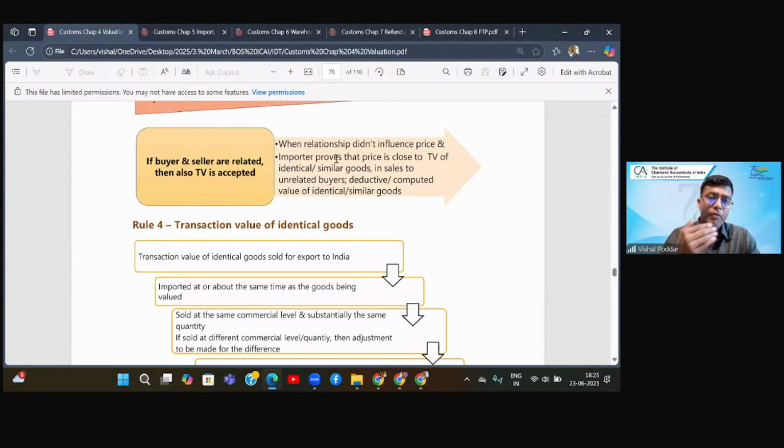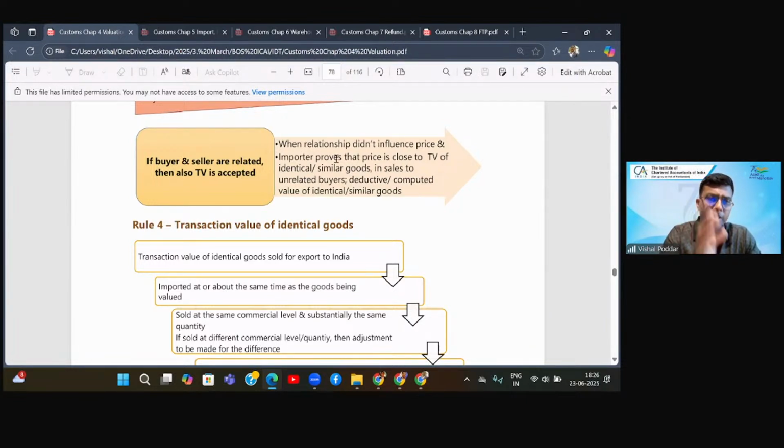that even if our transaction value is not taken, what will happen? The law says go to other values: Rule 4, Rule 5, Rule 7, Rule 8. You should be able to again demonstrate that your price, that is our price, which is the transaction value of these imported goods, is very closely linked to the value which you are going to determine under the other rules. So even if our value is rejected and other rules are adopted, the valuation would be more or less similar.